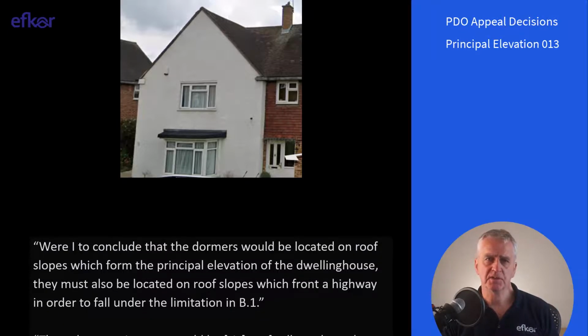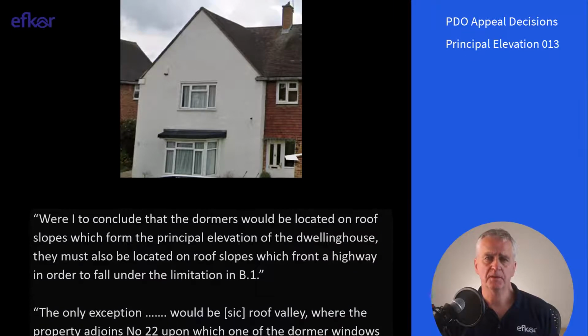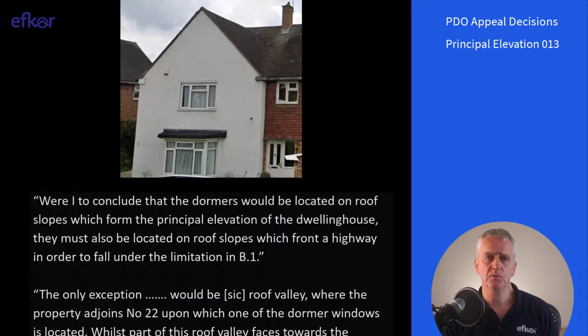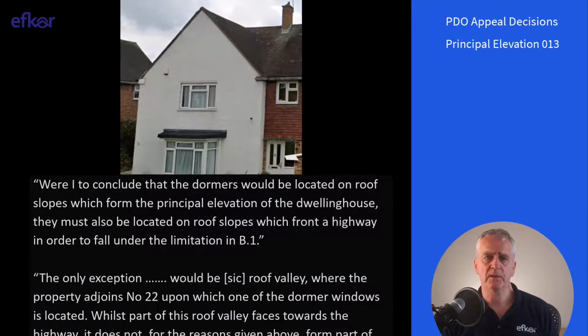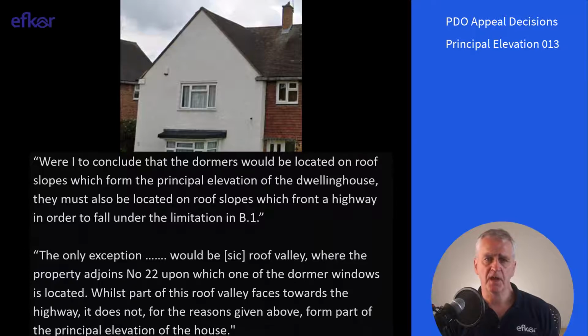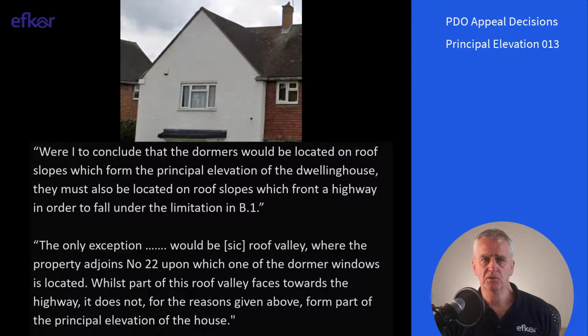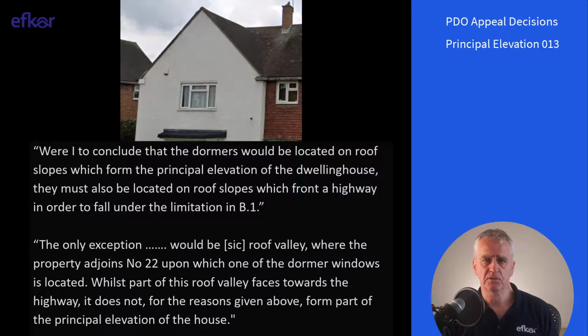The inspector then stated, the only exception would be roof valley, where the property adjoins number 22 upon which one of the dormer windows is located. Whilst part of the roof valley faces towards the highway, it does not, for the reasons given above, form part of the principal elevation of the house. That's what the inspector said.